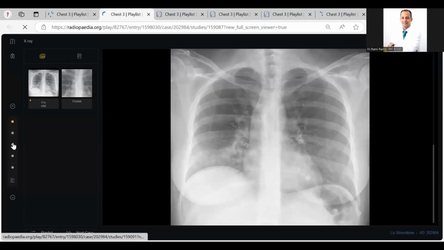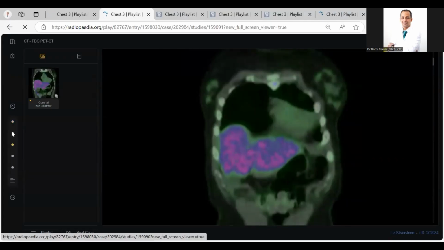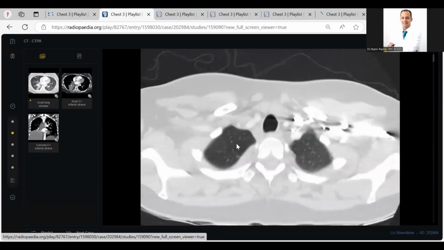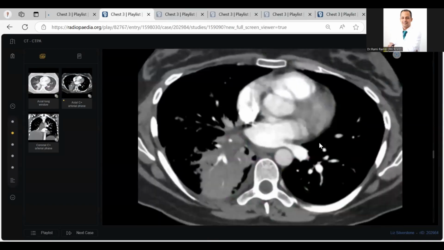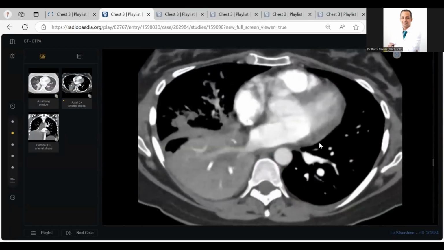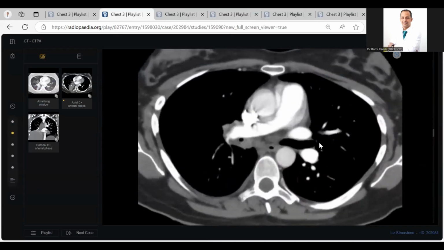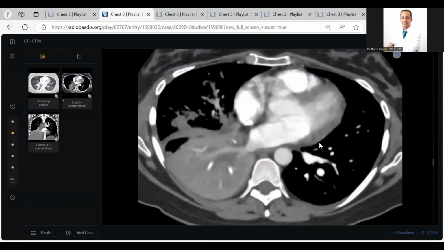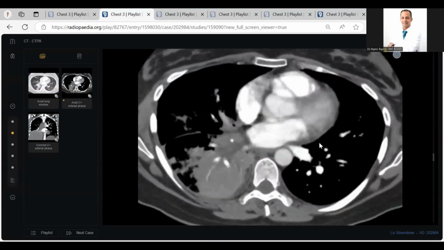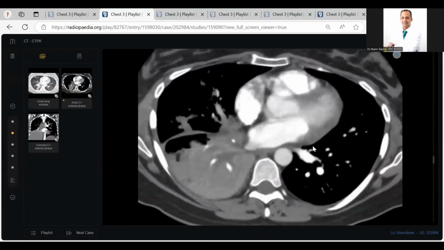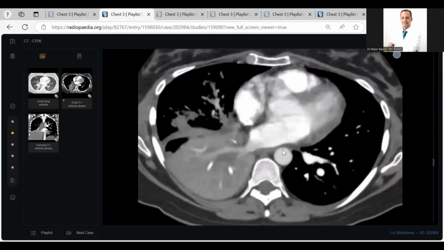I forgot to tell you something. Could you remember? This case has a large lower lobe consolidation. Mostly, this is collapse.